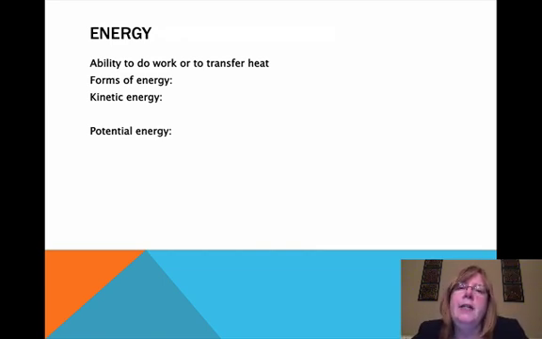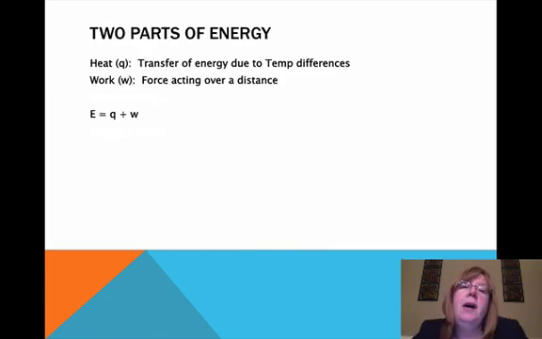And then there's potential energy, and that's the energy of position. There are two parts to energy, and that is heat and work. As we've seen in calorimetry, heat has the abbreviation Q, and its definition is the transfer of energy due to temperature differences. Work, the abbreviation is W, and it's a force acting over a distance. So heat and work are the two parts of energy.